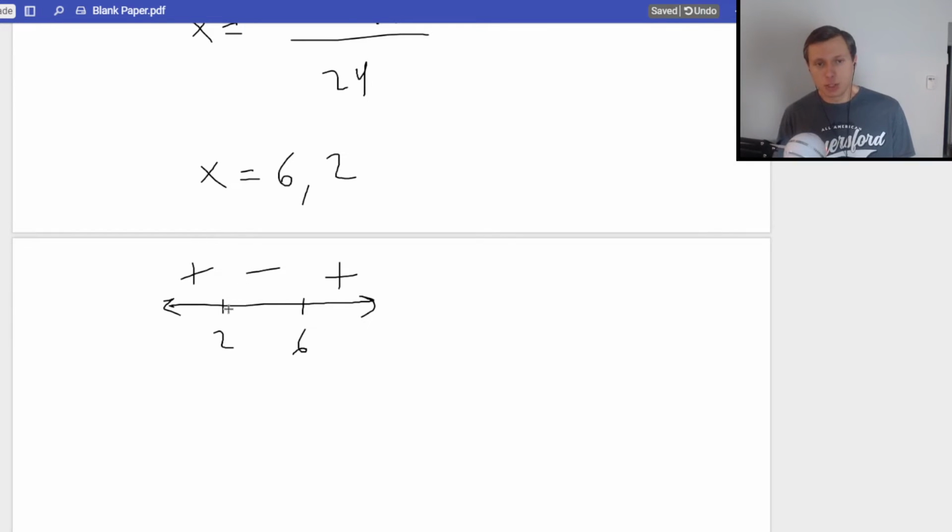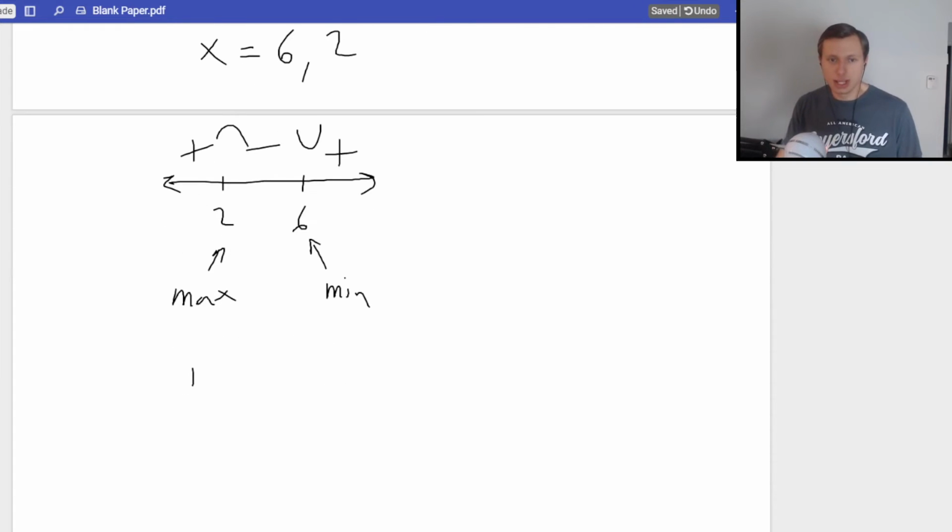So again, this is the first derivative. Now, think about this. Where's the max? Where's the min? If you said 2 is a max and 6 is a min, you are correct. Max at 2, min at 6. So which one do we care about? The question said we want to maximize volume, so we're looking at x equals 2. And we're going to be ignoring x equals 6.